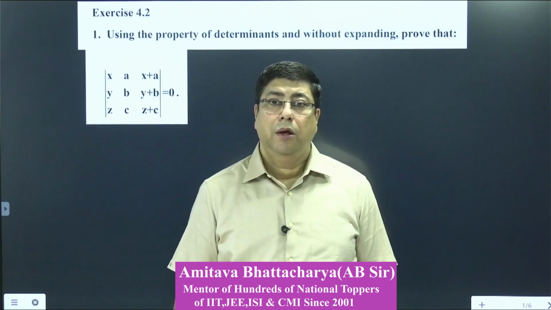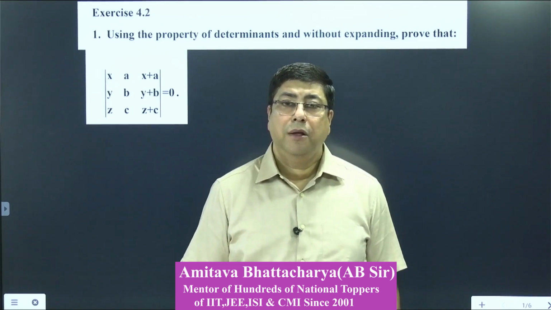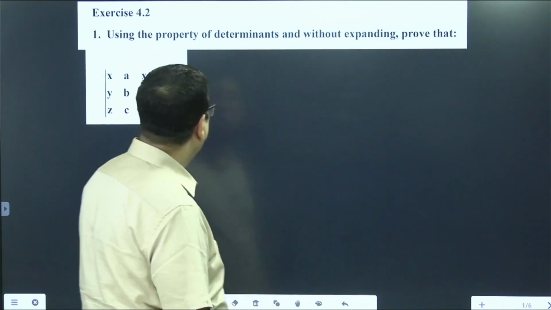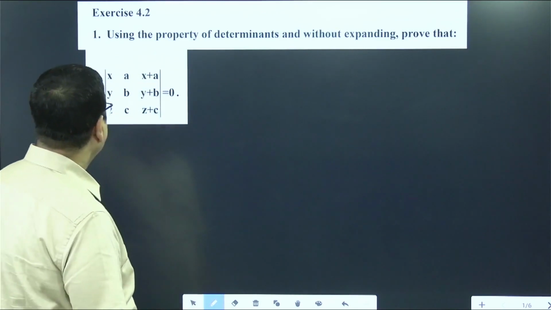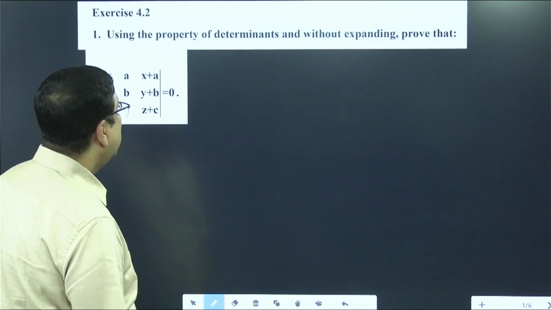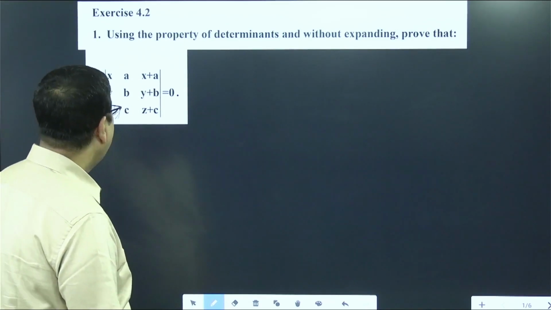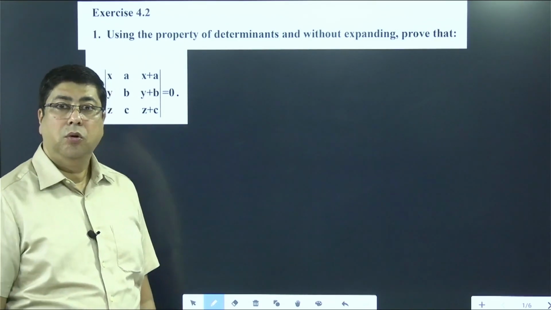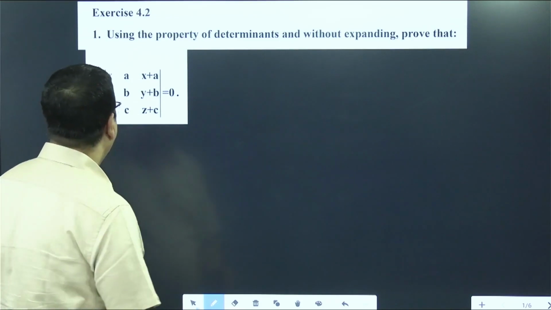Hello everybody, let us solve determinant exercise 4.2 from NCERT. So the first question is given as: using the property of the determinant and without expanding, we have to prove this determinant to be 0. So what to be done? Let's write first.